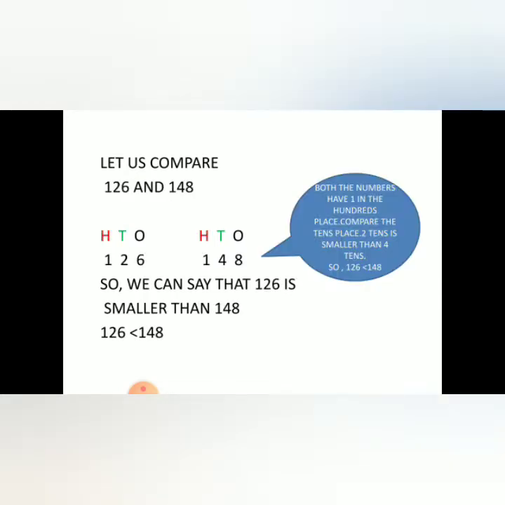Let us go to another one. Now this is a three-digit number, students. So let us compare 126 and 148. In this, 1 is at the hundreds place value. In both, the digit is the same. But if you look at the tens place value, 2 is at the tens place value, and in the other number, that is 4, is at the tens place value. So 2 tens is smaller than 4 tens. So here we can say that 126 is smaller than 148.